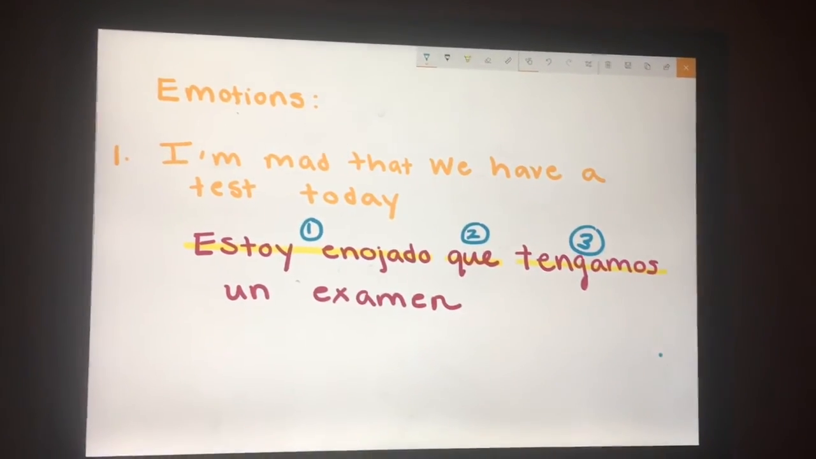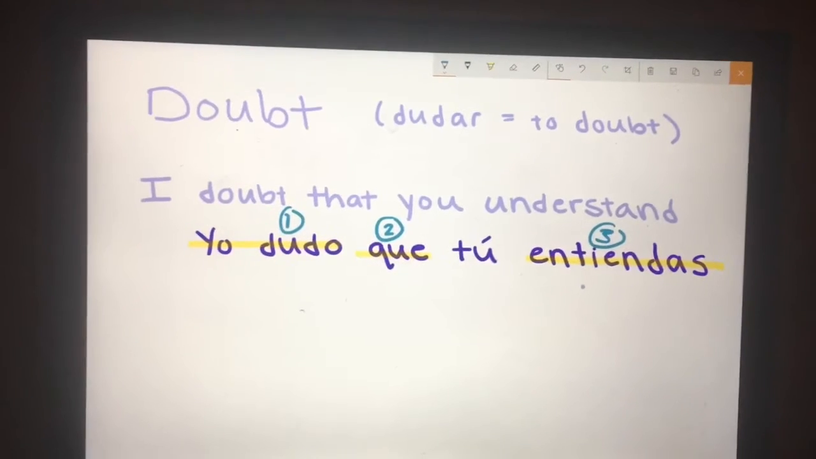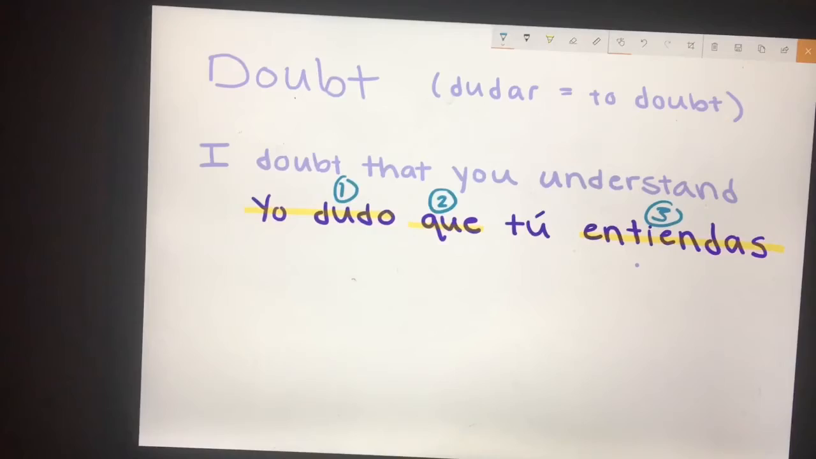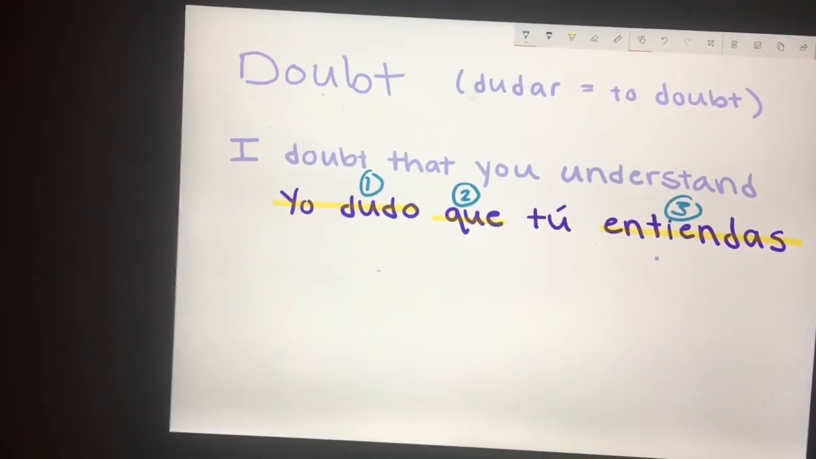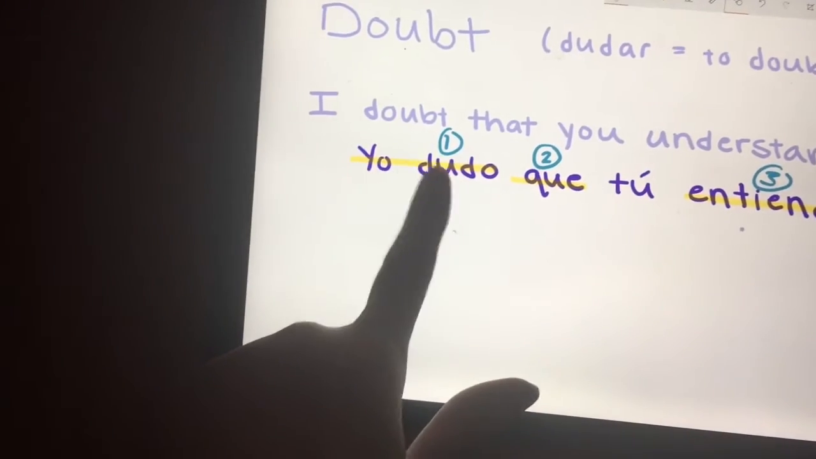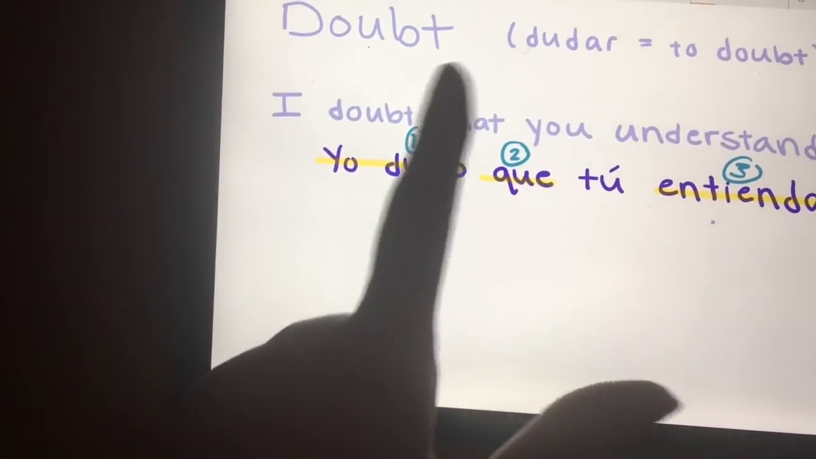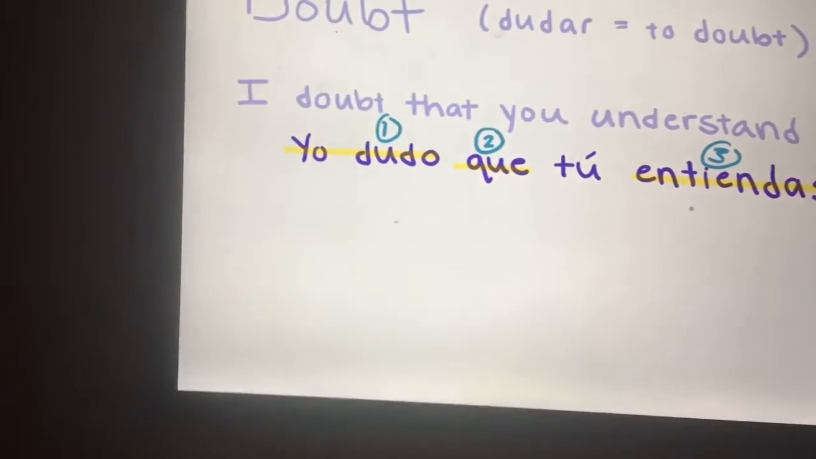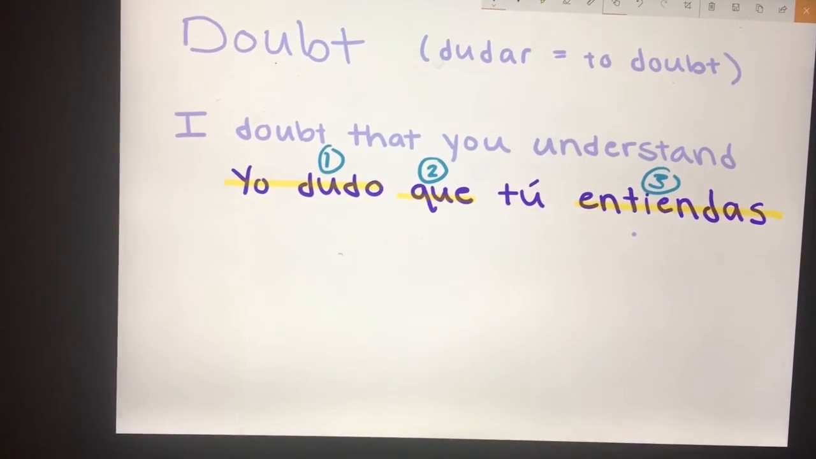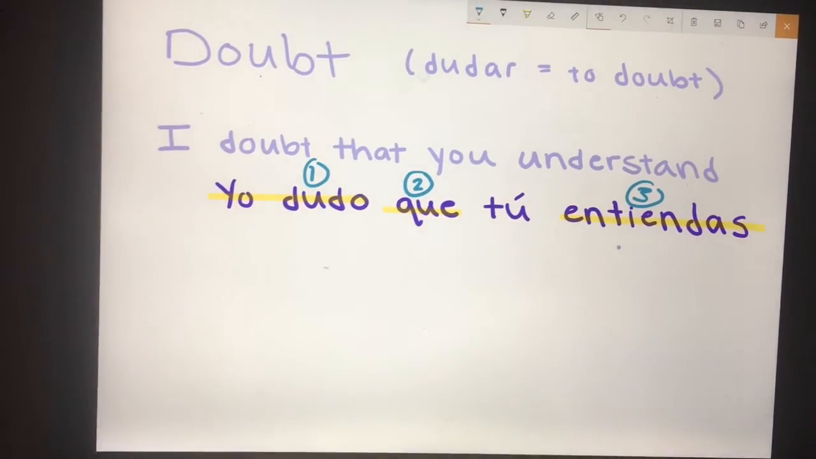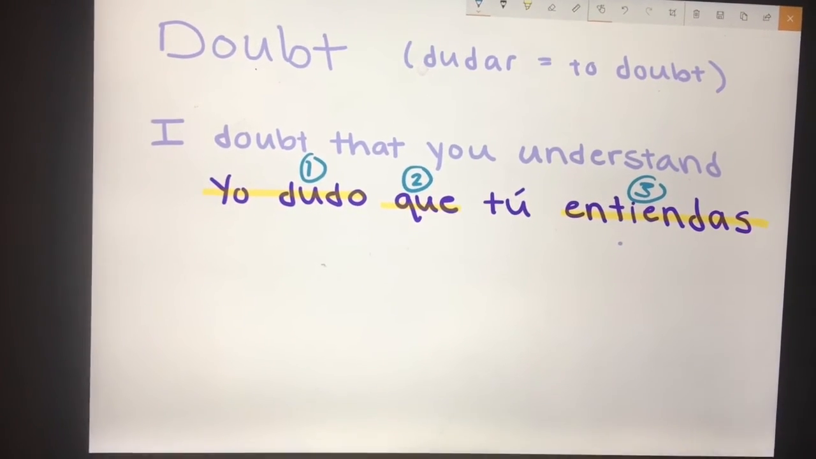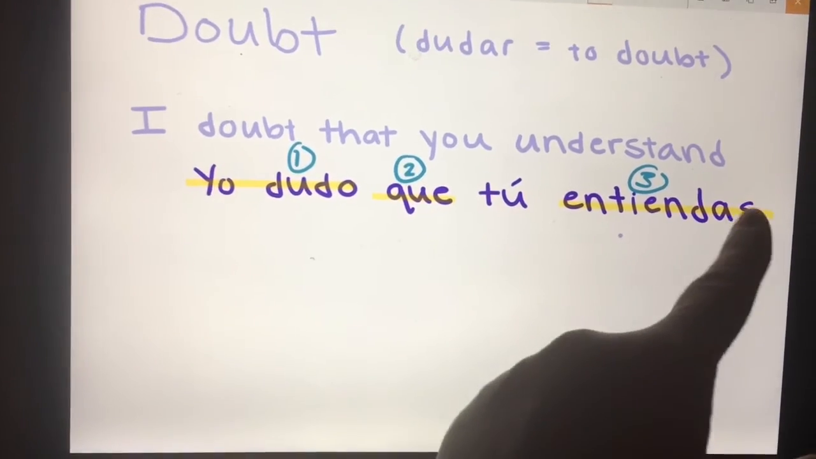that's the opposite ending. The third part of WEDDING is doubt, and the verb to doubt is dudar. Whenever you see dudo or dudas or dudar, you definitely know that you are going to have to use the subjunctive. So my indicator, yo dudo, I have the que, I also have the change in subject from I to you, so I can go ahead and use the subjunctive. The verb to understand is entender, the yo form is entiendo. Drop the O, add the opposite endings. Entender is an ER verb, so my opposite ending would be as.